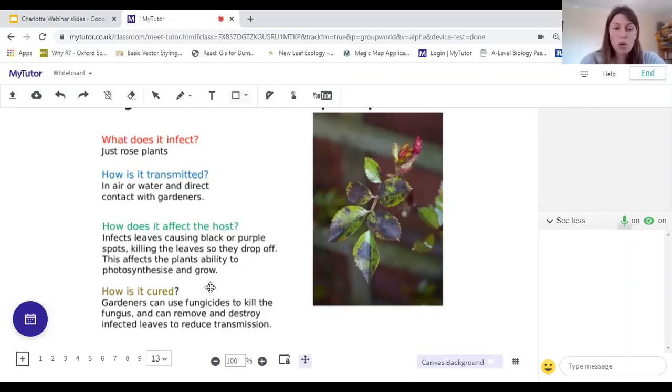You can also remove and destroy infected leaves to try and stop the fungus moving between leaves on the plant and transmitting quite so quickly.